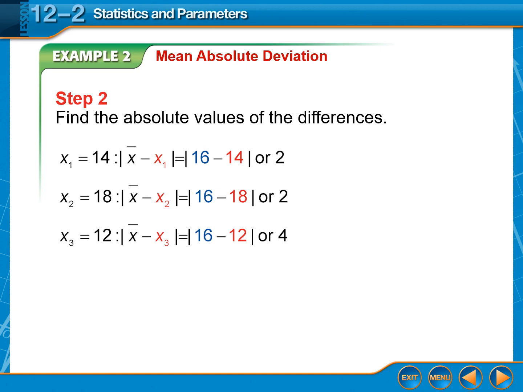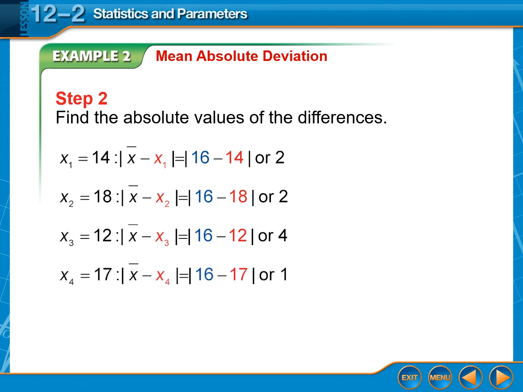Okay, and that's what these lines mean, guys. That means absolute value. I wish they would have put more space here so you can really see what's going on, because that just looks like a funky looking H, right? But whatever. So this actually says the absolute value of the mean minus data point x sub 3. So whatever, the absolute value of 16 minus 12 is 4.